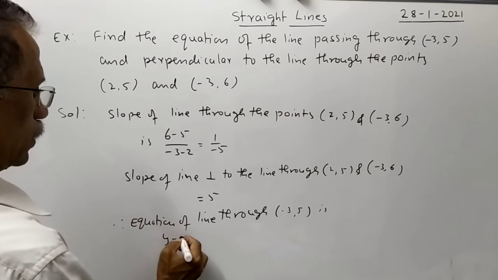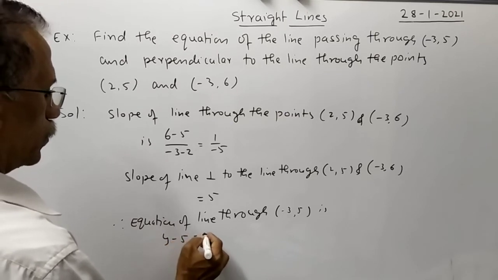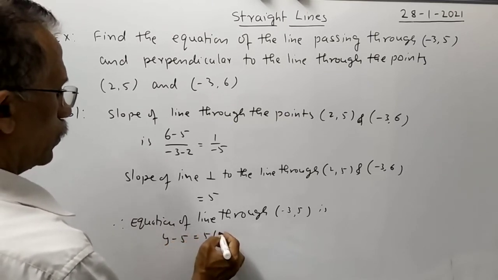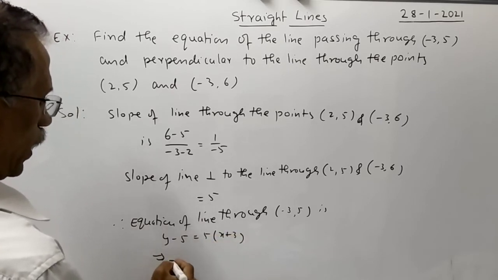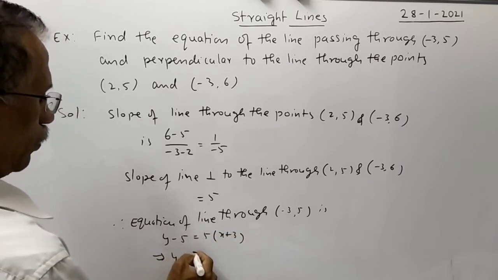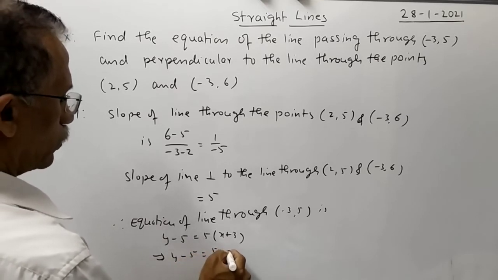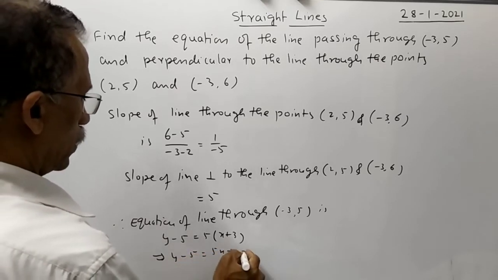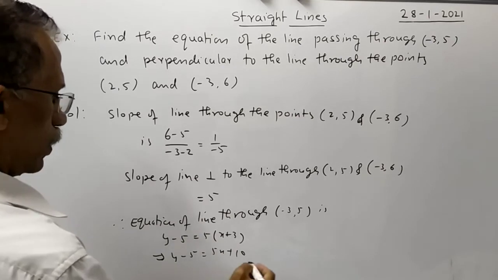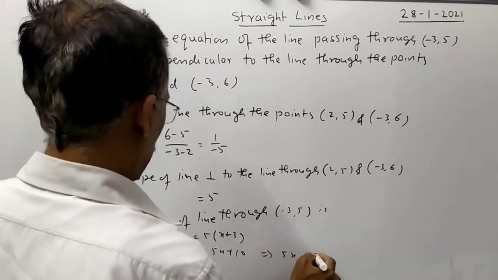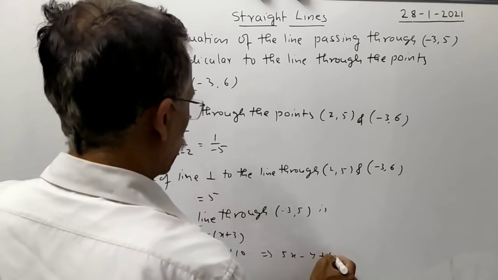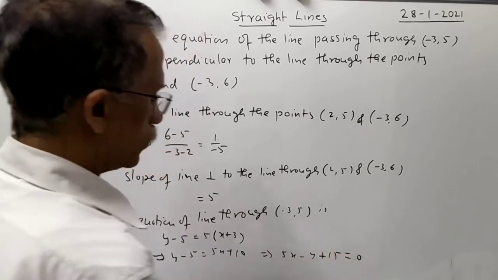y minus 5 is equal to 5 into x plus 3. This implies y minus 5 is equal to 5x plus 10, which implies 5x minus y plus 15 is equal to 0.